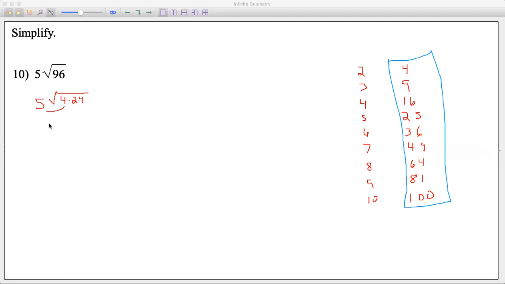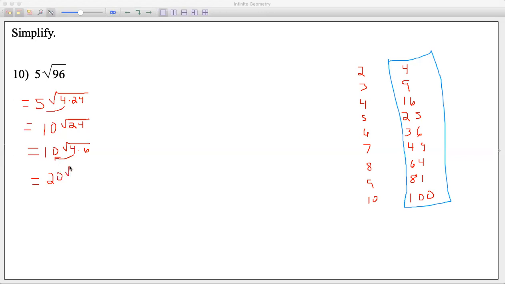Square root of 4 is 2. 2 times 5 is 10. So we get 10 root 24. I mean, don't panic. You do this enough, maybe you'll start seeing some of these, but 16s are hard. And I can write that as 10 times the square root of 4 times 6. So it turns out 16 did go into it. Square root of 4 is 2. 2 times 10 is 20. So it's 20 root 6.